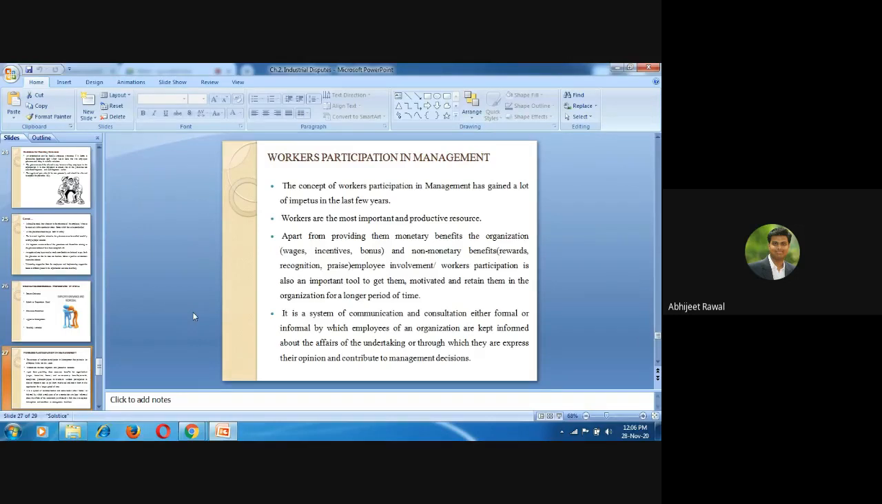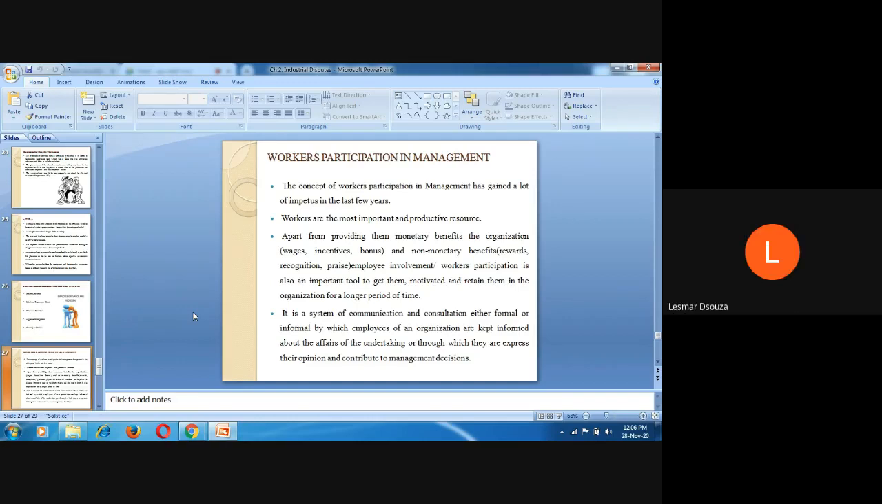this is workers participation. What is workers participation? हमने पहले भी पढ़ा है workers participation. What is workers participation? Anyone can tell workers participation? बोलो.